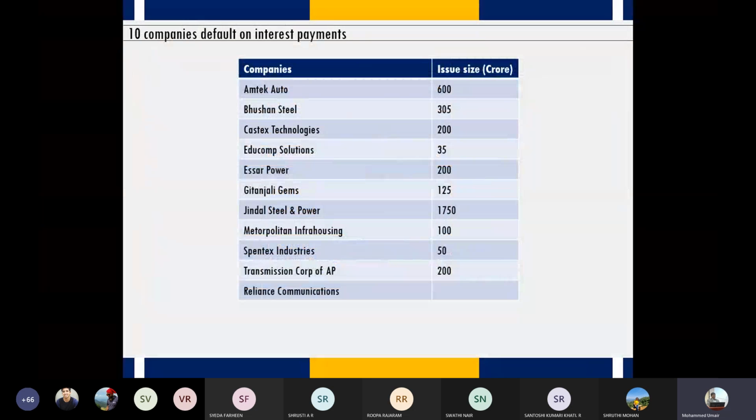Now these are the 10 companies which have defaulted on interest payments. That means these companies were not able to pay interest because they did not have money, they did not have profits to pay interest. So obviously, Reliance Communication is also in this list, which has not just defaulted on interest payment, but has defaulted even on repayment of money, right? So there are court proceedings going on against Reliance Communication.